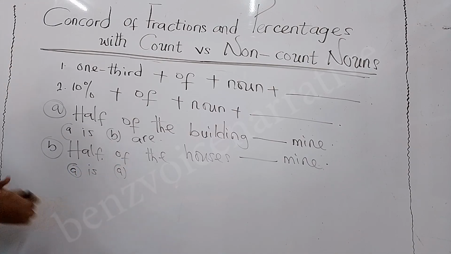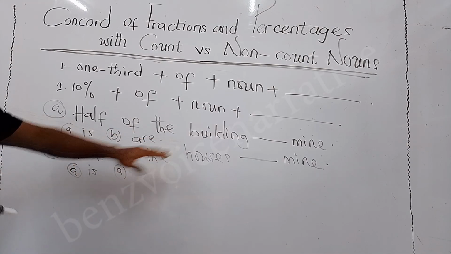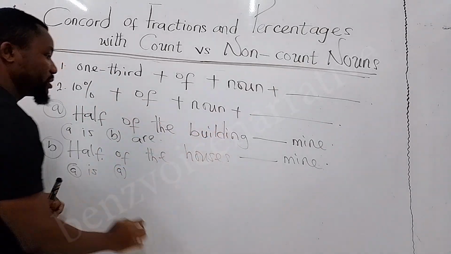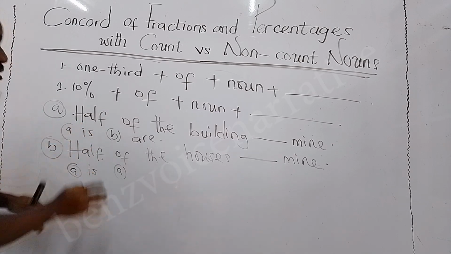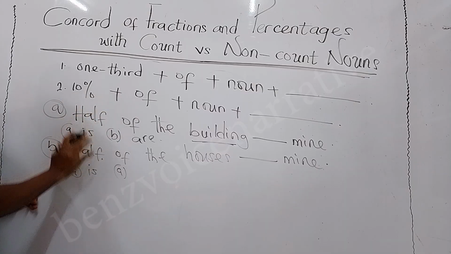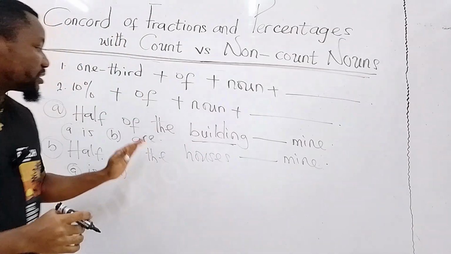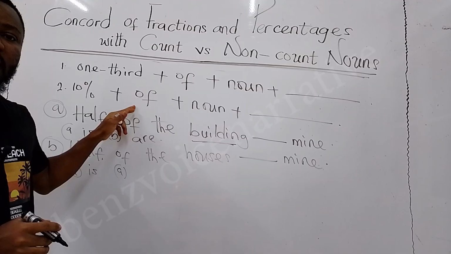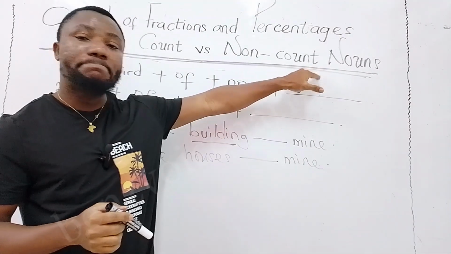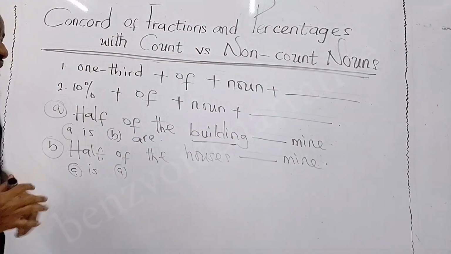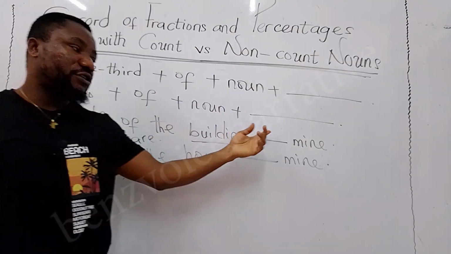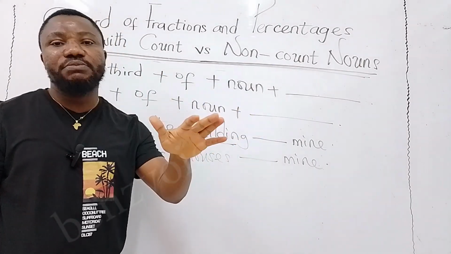Is, are. Now of the building, this is a fraction. Half of this. We don't know the number. Half of this, but this is what we're focusing on. Remember, the attention is not on the fraction. The attention is on the noun that comes after the of. So we're talking about the building. Building is a non-count noun. And the rule simply says that when you have a non-count noun, the verb is usually a singular verb. It's as simple as that.